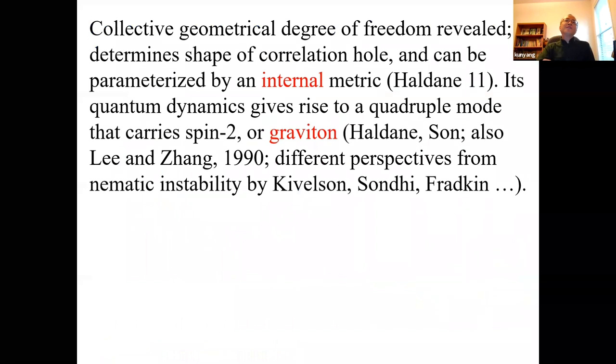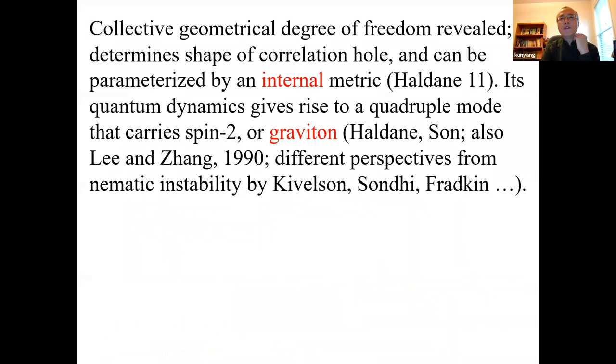Okay, so I hope I've convinced you that this geometrical degree of freedom does exist, and we actually can probe it directly. And it doesn't only exist, it actually has its own quantum dynamics. It was pointed out by Haldane, but actually there is quite a bit of precursor that goes back to Li and Zhang in 1990, that the quantum dynamics of this geometrical degree of freedom should give rise to a quadrupolar mode, which in other words should have spin two.